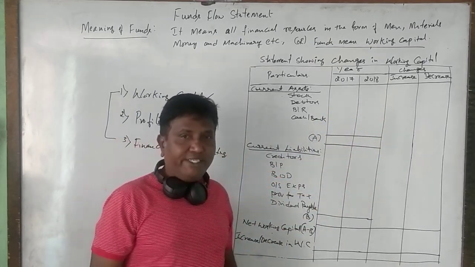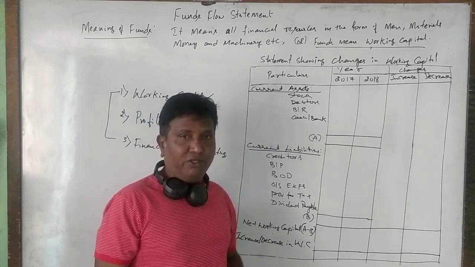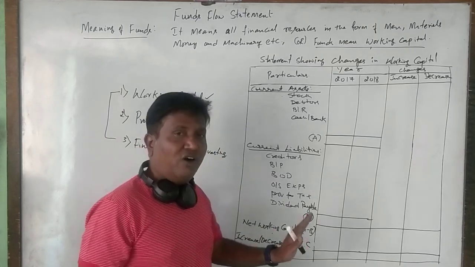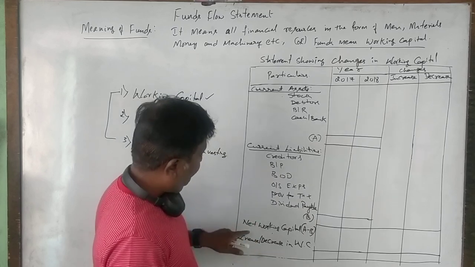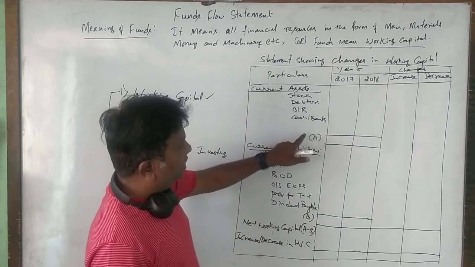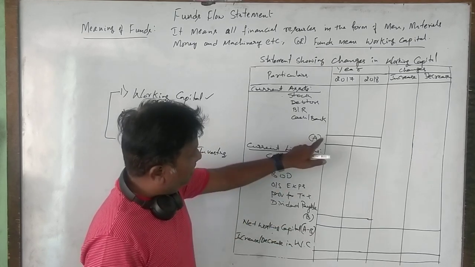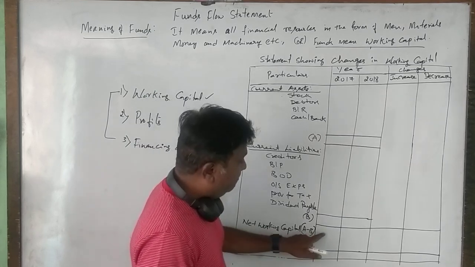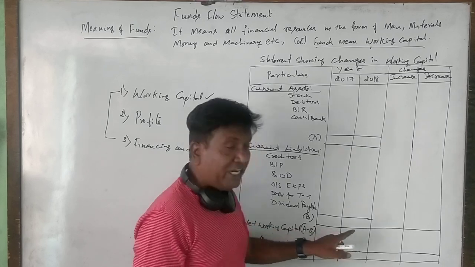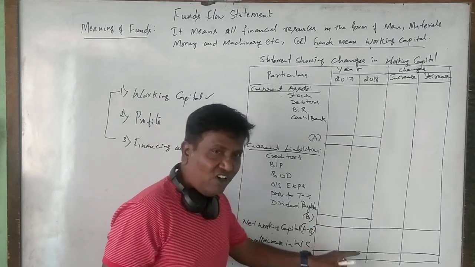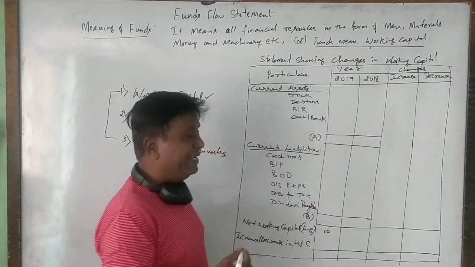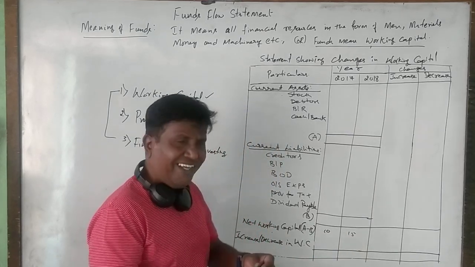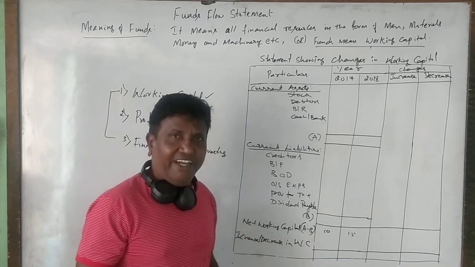You will be given 2 years of information. With the help of this information, we need to find out how much the working capital has increased or decreased. As I told you, we find the net working capital by taking total current assets minus total current liabilities, A minus B. If we find the net working capital of 2017 and 2018, we can see whether there is an increase or decrease. For example, if the net working capital is 10 in 2017 and 15 in 2018, there is an increase of 5 in the current year.